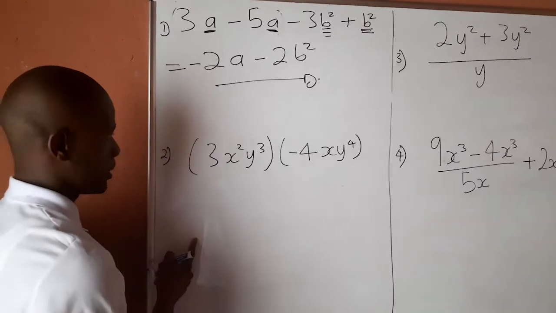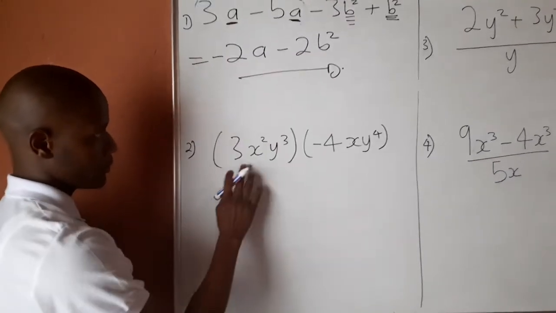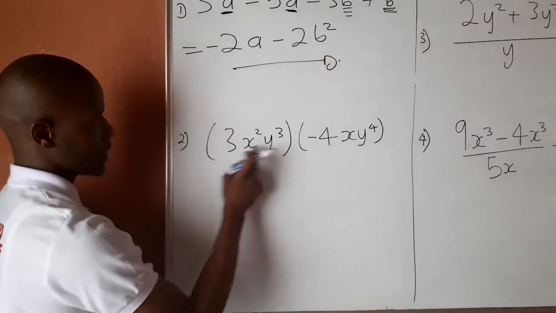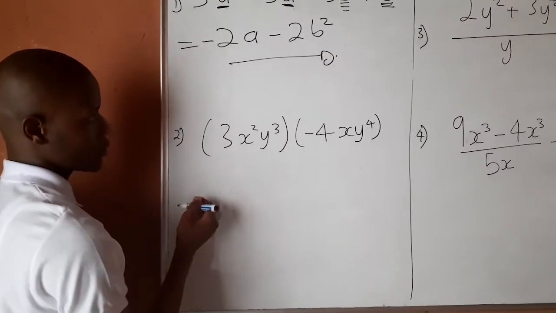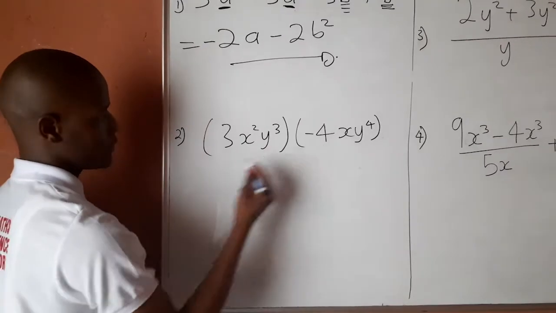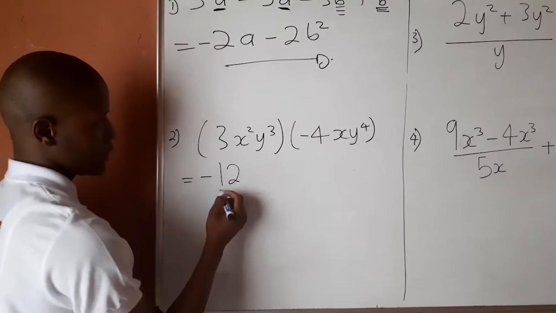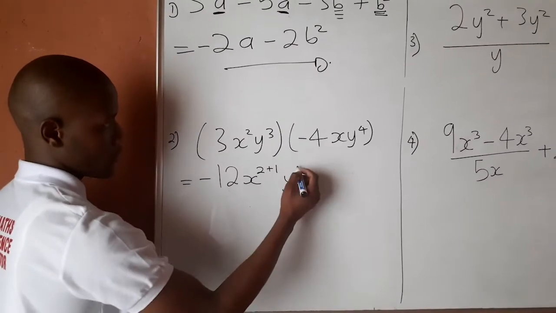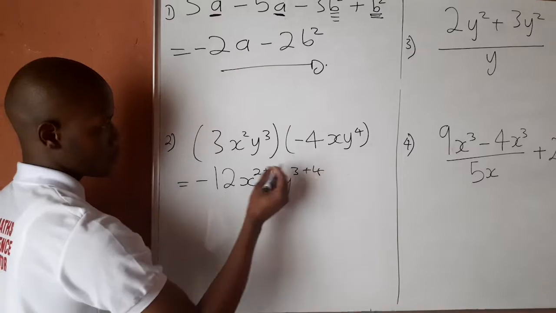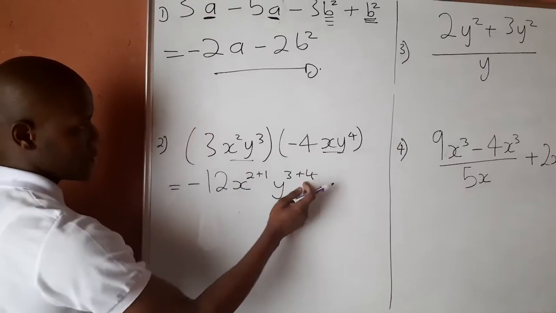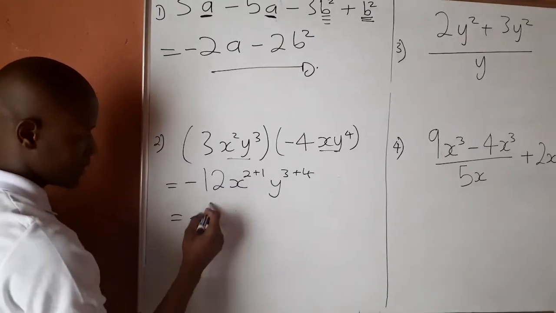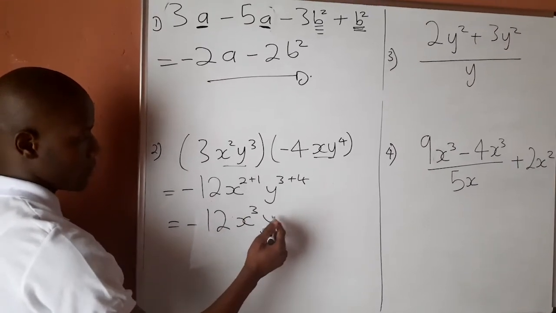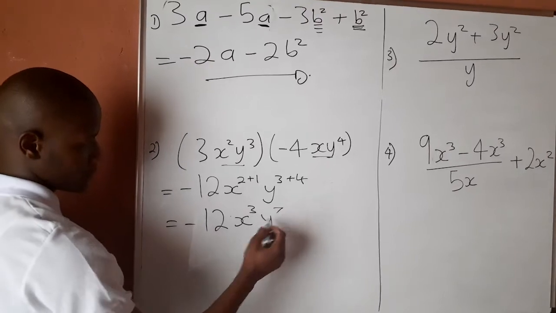So now, multiplication. When we multiply the same base, we add the exponents, and negative times positive is negative. So it's going to be positive 3 times negative 4, which is negative 12, x to the power 2 plus 1, y to the power 3 plus 4, because when we multiply the same base, we add the exponents. So it's negative 12 x to the power 3 y to the power 7.